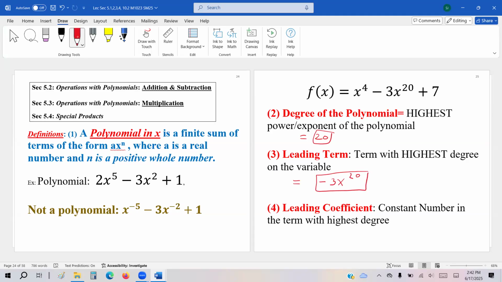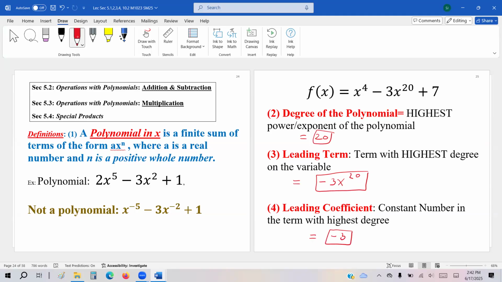And the last thing is the leading coefficient. In your leading term, whatever coefficient you have, it could be positive, negative, a decimal, a whole number, could be anything. That number with the exponent is called the leading coefficient. So in this term, negative 3x to the 20, what is your coefficient? Negative 3.